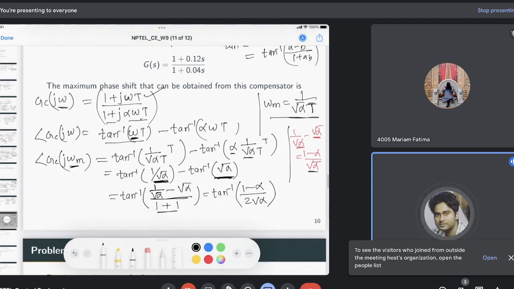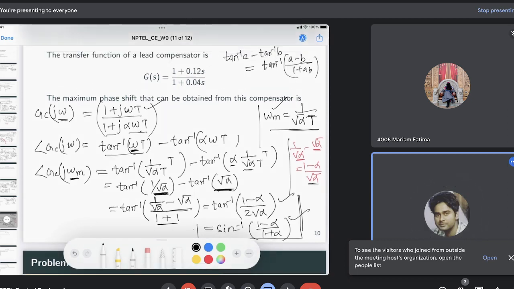So this is the angle contribution at this frequency at which the maximum phase shift will occur. From tan inverse you can also convert into sine inverse, so it will be sine inverse of 1 minus alpha by 1 plus alpha. So this was also derived in the lecture video, I just derived it for convenience. You can use either of these formulas and find it. Once alpha is given, you can directly use this formula without going through all these steps.